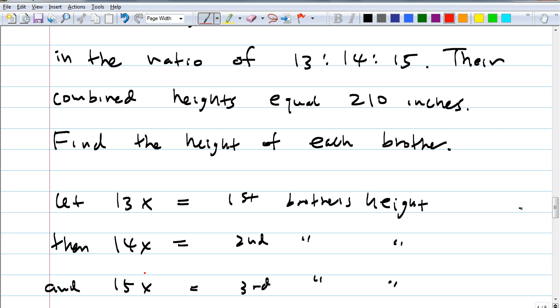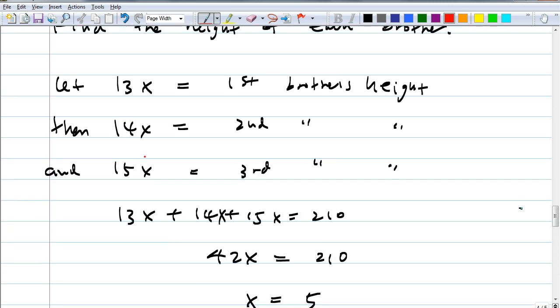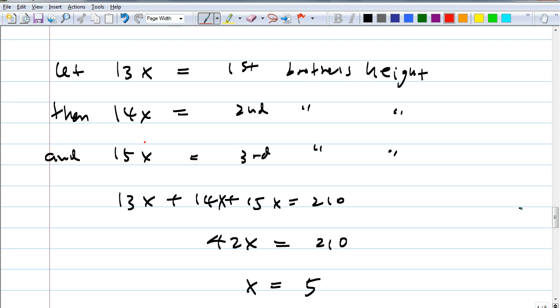Now, who could come up with the equation? What's the equation for this? That's right. How do we get the total of the heights? You add them all together, right? So you get 13x plus 14x plus 15x equals 210. Then, Viviana, what did you get? x equals 5. How many groups got 5? Because you get 42x equals 210, so x is 5. Very good.